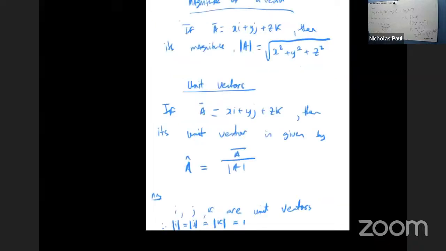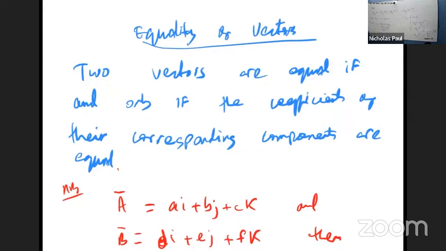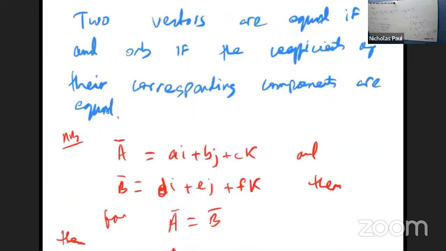All right, so some things for us to remember, right? Next, equality of vectors. How do you know if 2 vectors are equal? Well, if I told you a and b are equal, whatever is in front of i should be equal. Whatever is in front of j should be equal. Whatever is in front of k should be equal. Okay? That's the only way 2 vectors should be equal, right? Coefficients of all the unit vectors should be the same. Corresponding unit vectors should be the same.